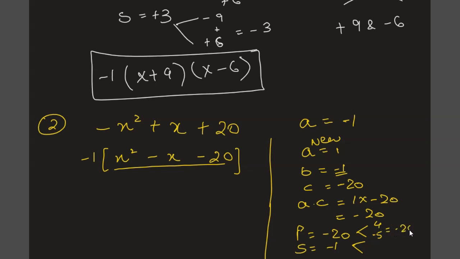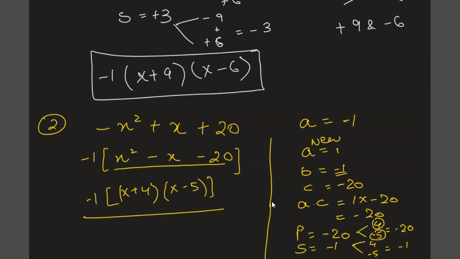In this case, my product is -20. My sum is -1. Now I'm just going to use these two numbers, 4 and -5, to write my answer. So I would write x plus 4 and x minus 5. And that gives me the final answer.